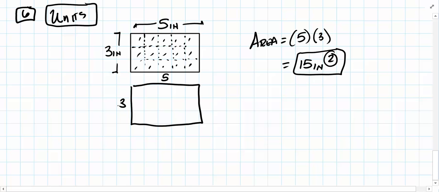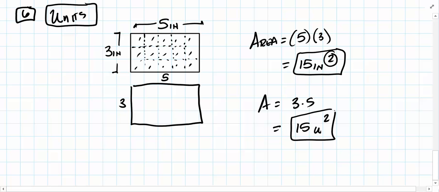So you would say then area is equal to 3 times 5. So that must be 15. But what do you do for units squared? If they don't give you a unit, then you actually have to put a U square for units squared. So if they give you inches, then you're going to do inches squared. If they give you nothing, you're going to do units squared.